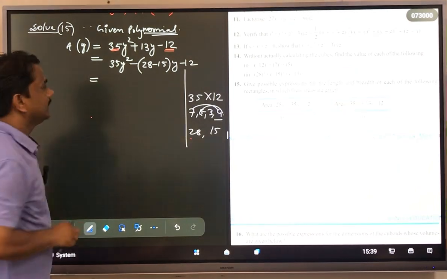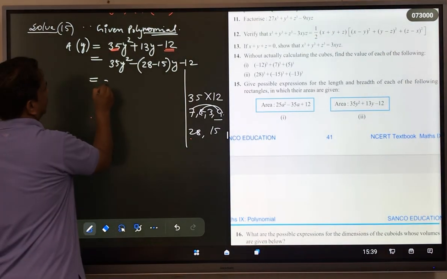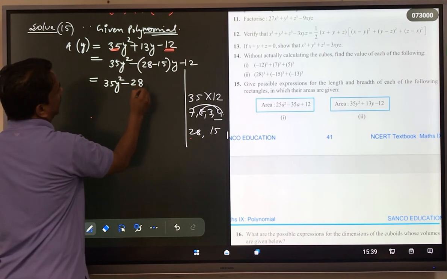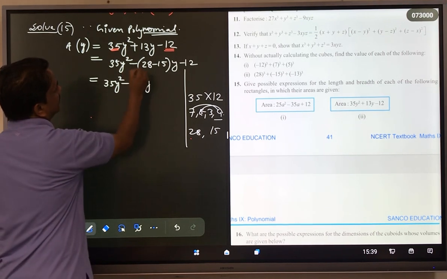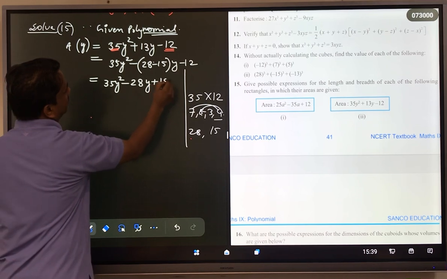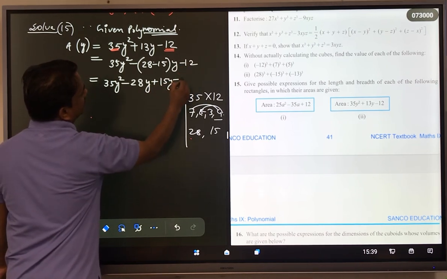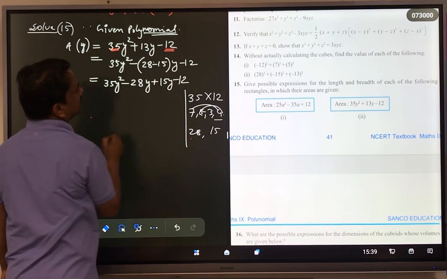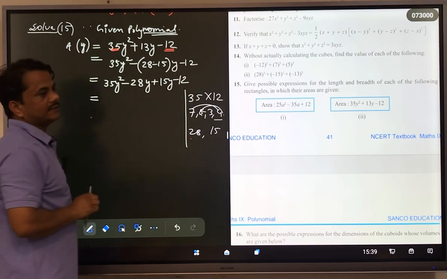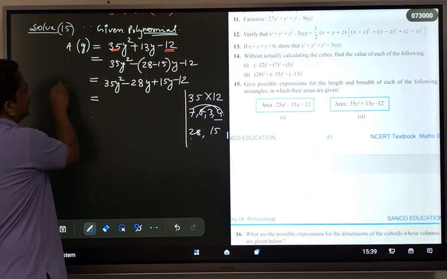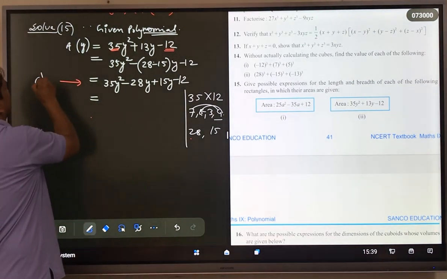Got it? Now next is 35y square minus 28y, and minus minus will give you plus 15y, minus here, what next will be here? That is 12. Is it or not? This step is called the checker step. Generally we call it the checker step. Why is it called the checker step?